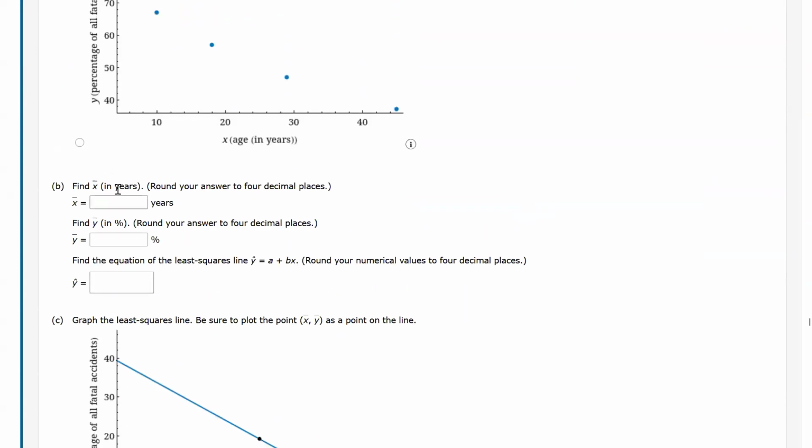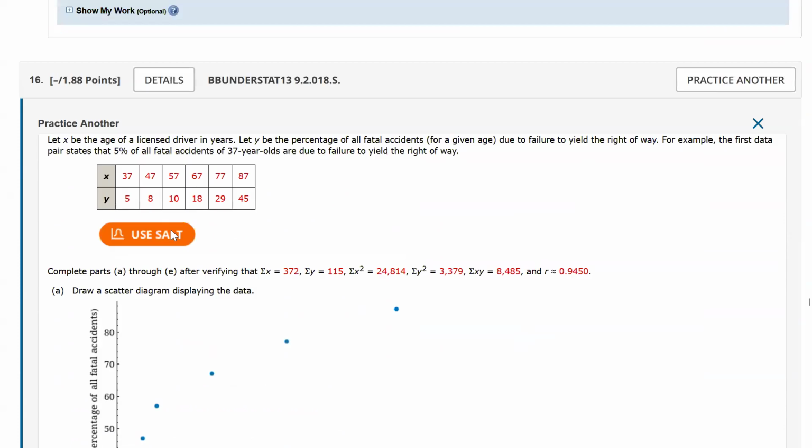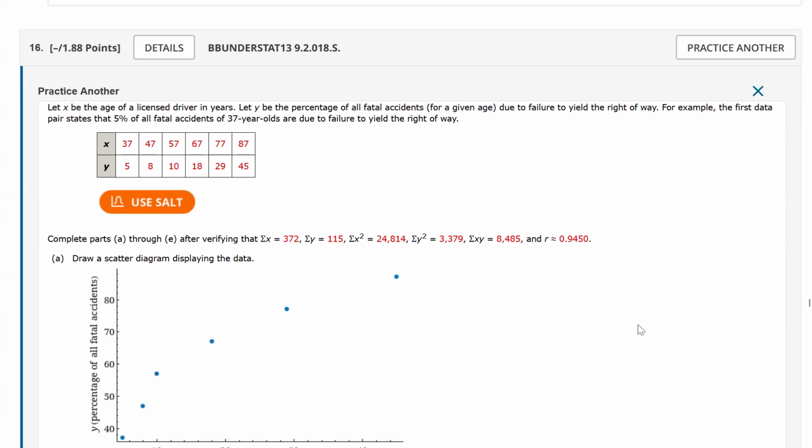Now I have to find my X bar. Remember, X bar is the mean of your X values. And then also Y bar, which is the percentage, that is also the mean. You could do that without going to Sol: add all of them and divide. So add the X values. There are 6 of them. Add and then divide by 6. For Y bar, add all the Y values and divide by 6. Okay? All right.